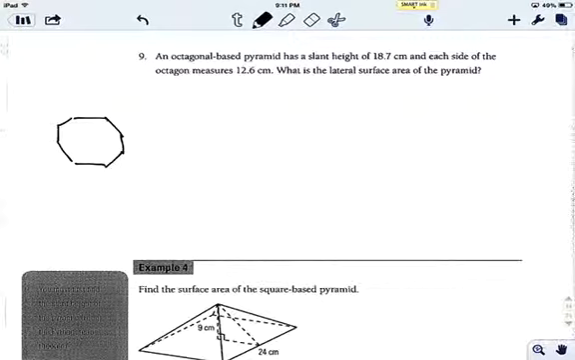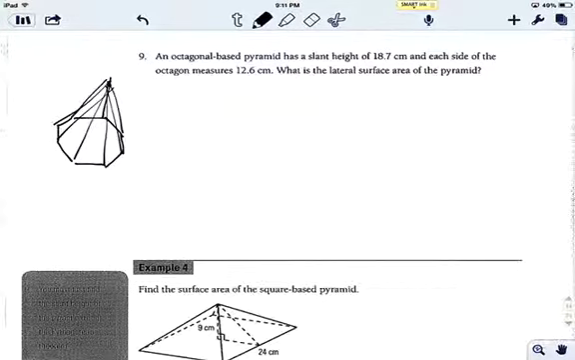If you want to draw it like a pyramid, it looks like this. Draw a dot somewhere and connect all those lines to that dot if you can. It's going to look kind of messy here. But that's what an octagonal based pyramid is.